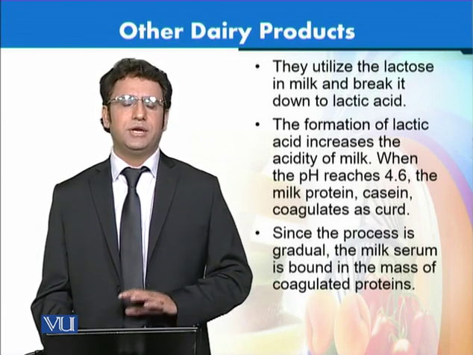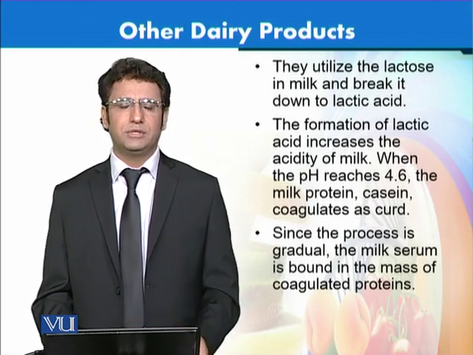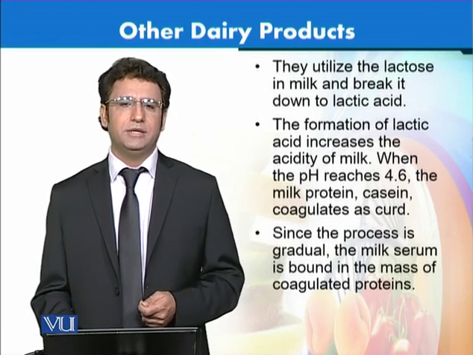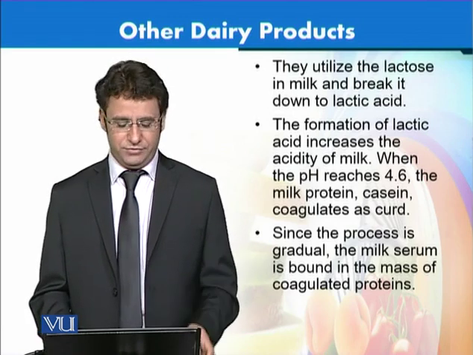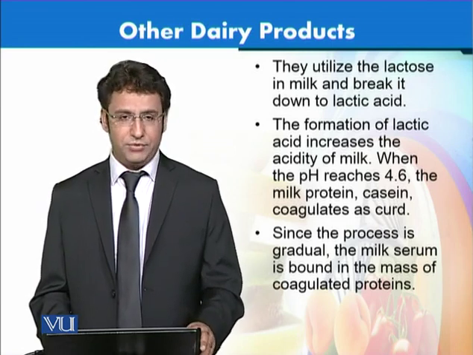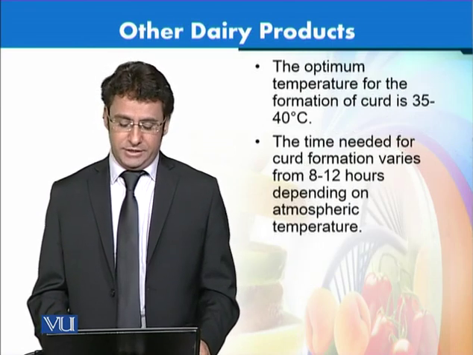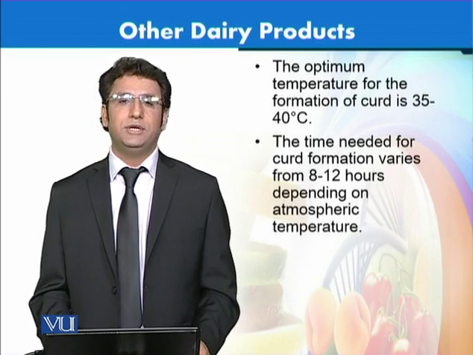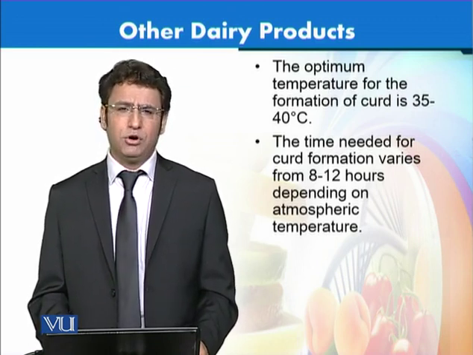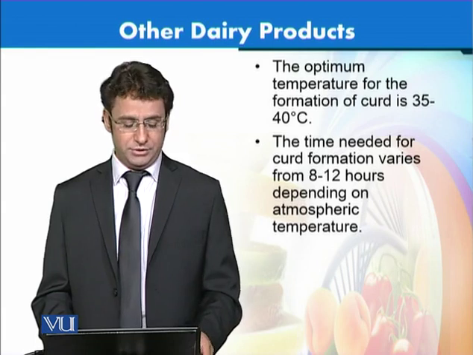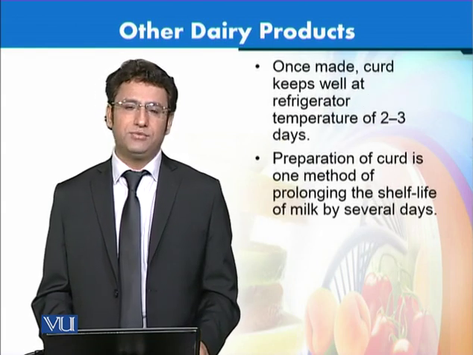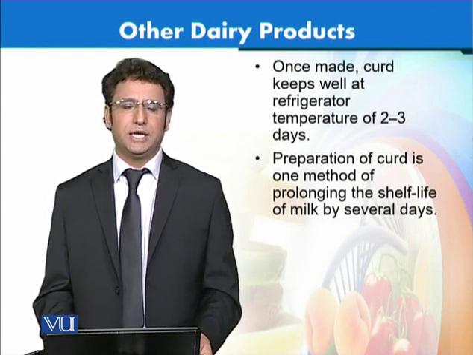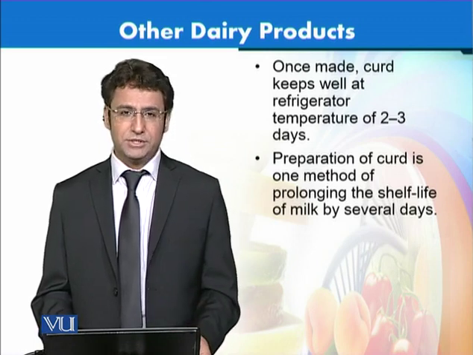This gradual process leads to a final product in which the serum of milk is entrapped in the protein molecules of the milk. That is our final product, called curd. Normally the optimum temperature is 35 to 40 degrees C for formation of curd, and it normally takes 8 to 12 hours. Once this product is formed, it can be refrigerated for around 2 to 3 days.